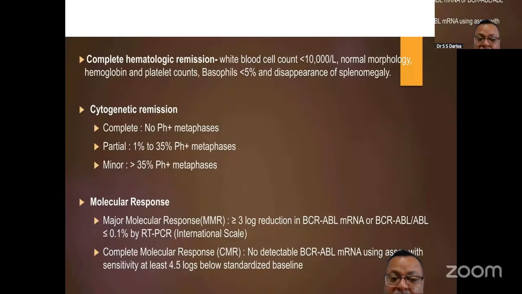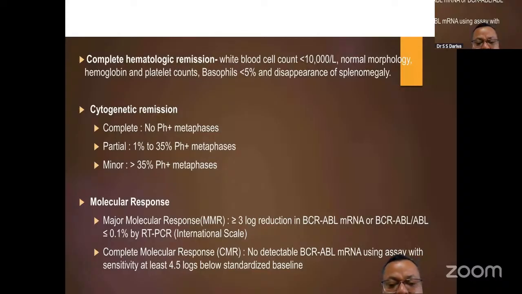Third one is the molecular response. We call it a major molecular response if there is more than 3 log reduction in BCR-ABL mRNA, or the ratio of BCR-ABL divided by ABL is less than 0.1% by RT-PCR. That is the international scale. And complete molecular response, again using BCR-ABL mRNA, using an assay with a sensitivity at least 4 to 5 logs below the standardized baseline.